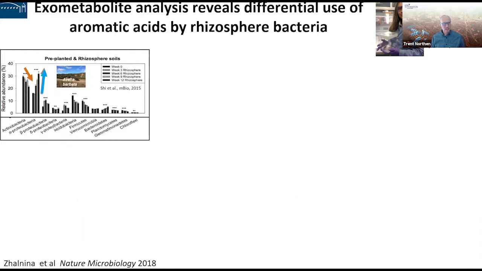And in an earlier study, Mary's group had identified this strong reduction in actinobacteria over a 12-week period when Avena barbata was growing. So the actinobacteria became less abundant and the alpha proteobacteria became more abundant. So a nice example of a rhizosphere effect here.